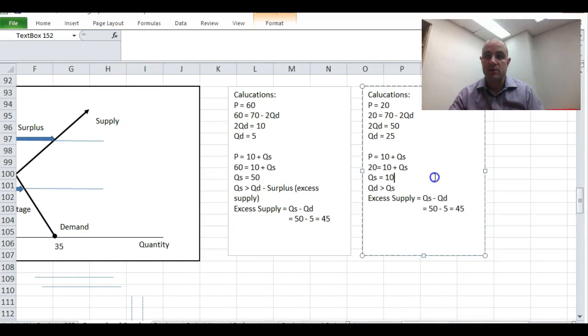And so if we go back over here, we're going to find the excess demand or the shortage. It's going to equal the number of units demanded minus the number of units supplied. So we have 25 units that are demanded, 10 units that are supplied. And so the excess demand or shortage is going to be 15. So at that price, there are 15 more units being demanded than are being supplied.